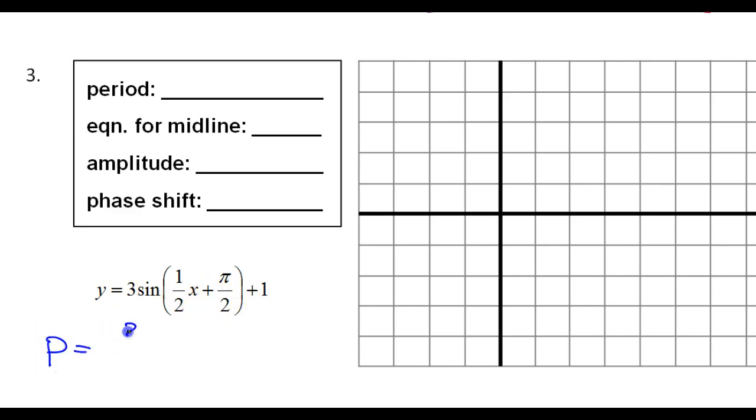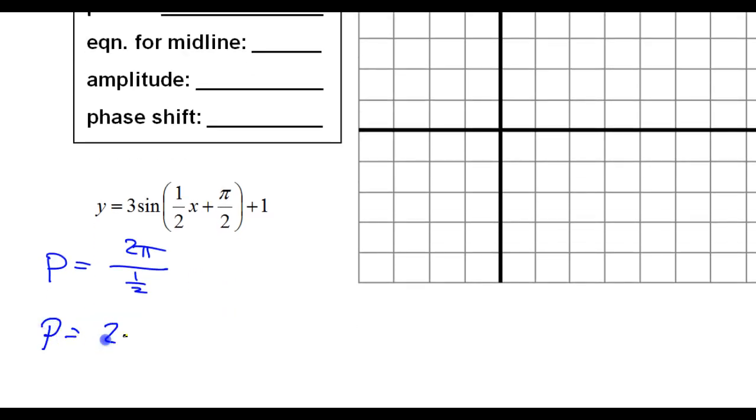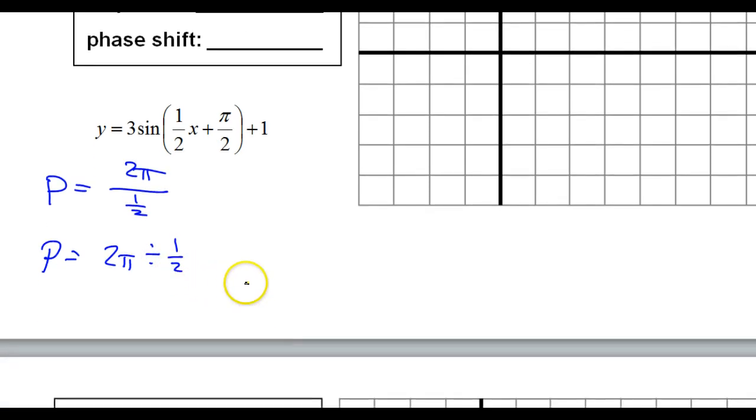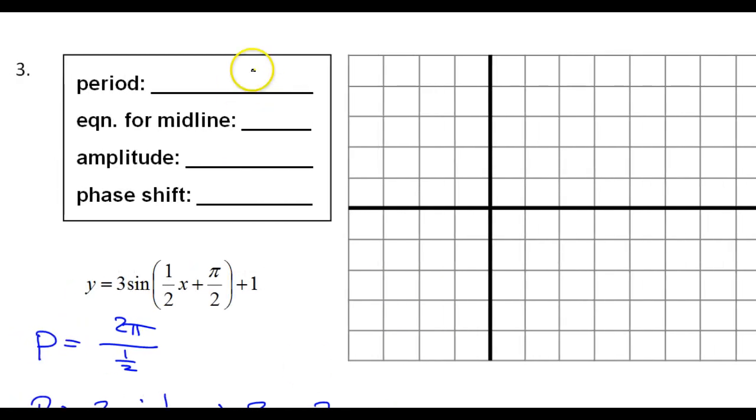Once again, the period is 2 pi divided by the b value. In this case, the b value is 1/2. So understand that that means 2 pi divided by 1/2. And you probably know that when you divide by a fraction, that's the same thing as multiplying by the reciprocal. So 2 pi times 2. So that's why you're going to get 4 pi for the period. Alright, so the period is 4 pi.